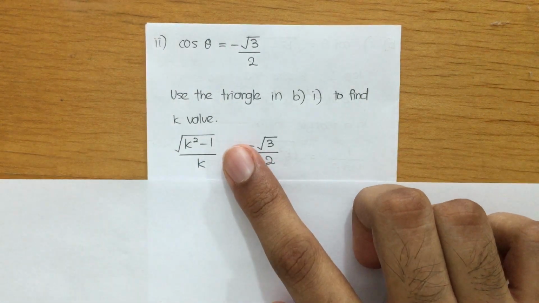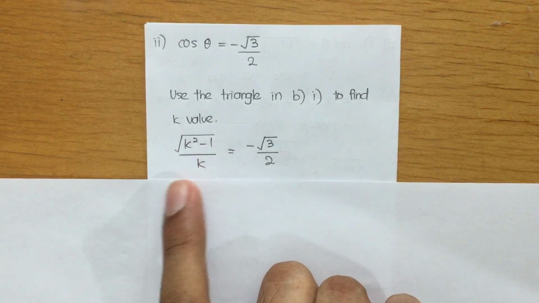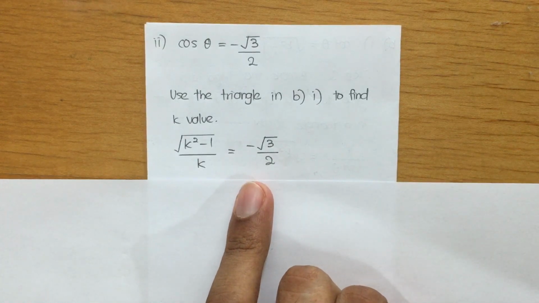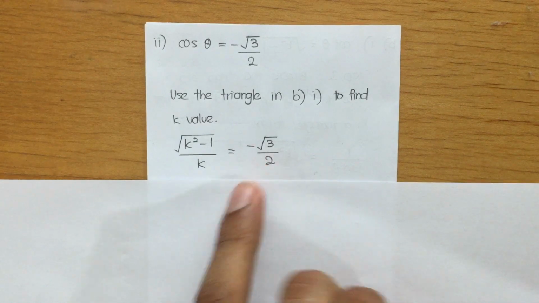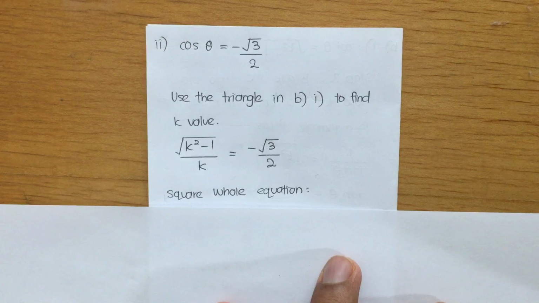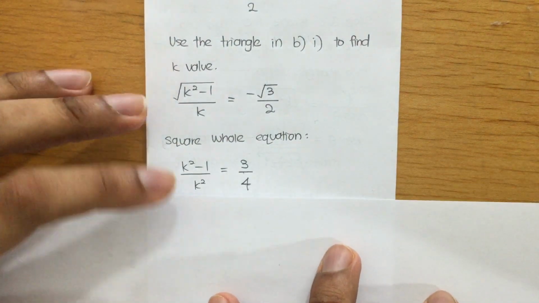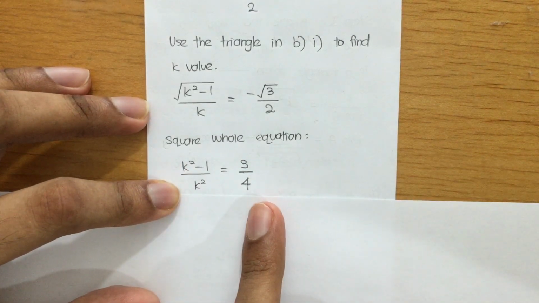Cosine equals adjacent over hypotenuse. In this case, our adjacent is the square root of k squared minus 1 divided by k, equals negative square root 3 over 2. Okay, what we can do is square both sides of the equation to eliminate the square root on the numerator. Square the whole equation. So from here you get k squared minus 1 divided by k squared equals 3 over 4.